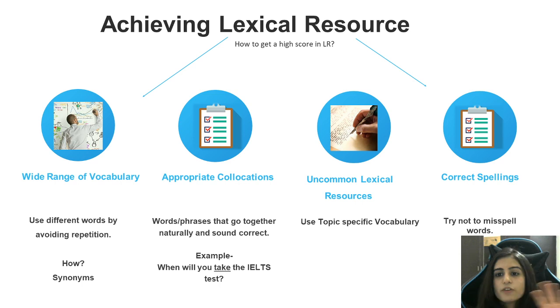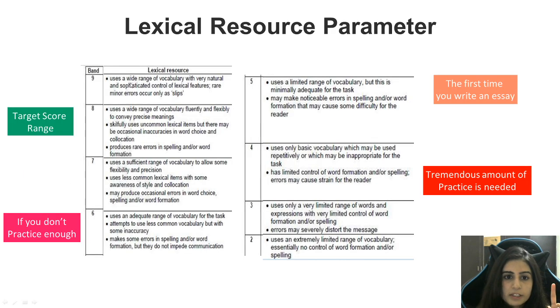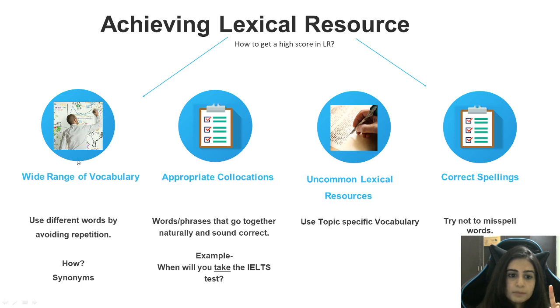So these are the 4 things that you should be keeping in your mind to increase your band scores in the lexical resource parameter. So what are these 4 things? Number 1, to get a 9 band score here, wide range of vocabulary. So you need to showcase wide range of vocabulary. Now, how can we showcase wide range of vocabulary? Wide range of vocabulary can be showcased if we avoid repetition of words. If we stop repeating ourselves and if we stop repeating words, in that case, we'll showcase wide range of vocabulary.